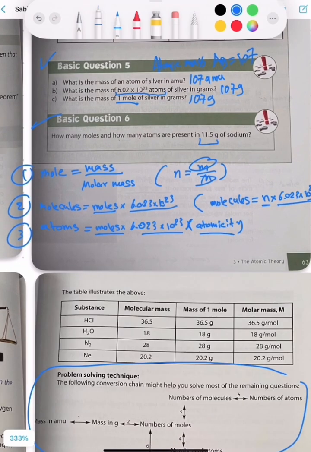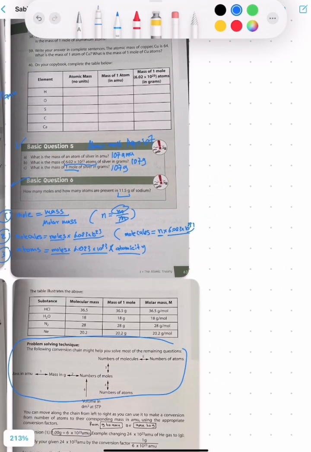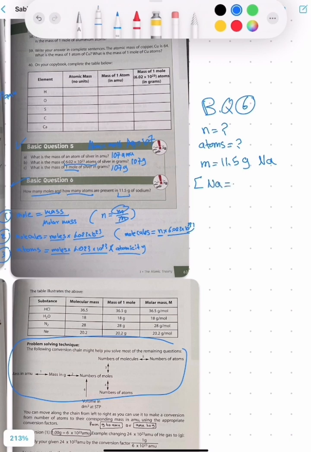So let's do basic question number 6. What do you have in basic question number 6? The number of moles is unknown, and the number of atoms is unknown. You have 11.5 grams of sodium, so the mass is 11.5 grams of which element? Sodium. And it should give you the atomic mass of sodium, which is equal to 23.